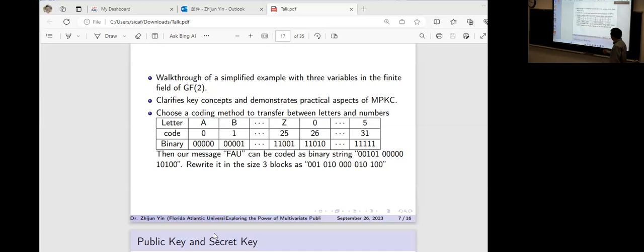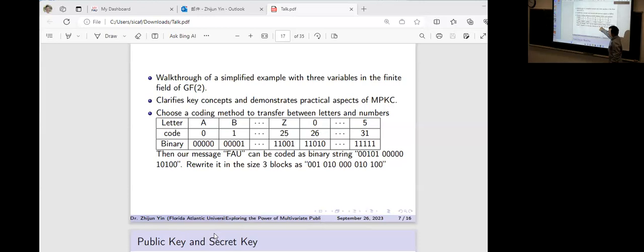So now we have a binary string from the message we're trying to encrypt. Due to our three variables, we chop this binary string into size 3 blocks. Each time we only encrypt one block. So we get the encryption of 001, the first three digits, and 010, the second block, and 000, the third block, and 010, the fourth block, and 100, the fifth block. So we do the encryption 5 times to get another binary string.